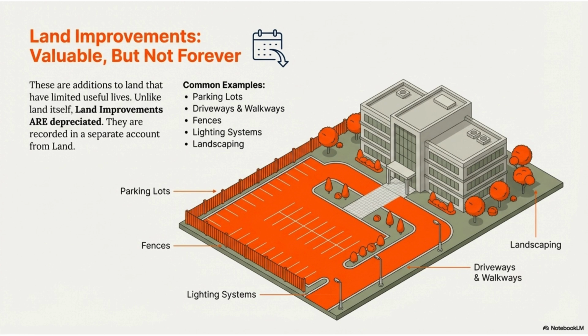And you have to contrast that with land improvement. Exactly. Things like paving a parking lot or installing fences and lighting. Those do have a limited useful life. And because they do, those costs must be depreciated. It's crucial to keep land and land improvements in separate accounts on the balance sheet.